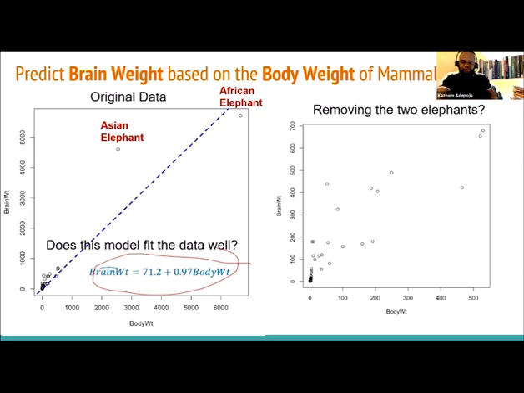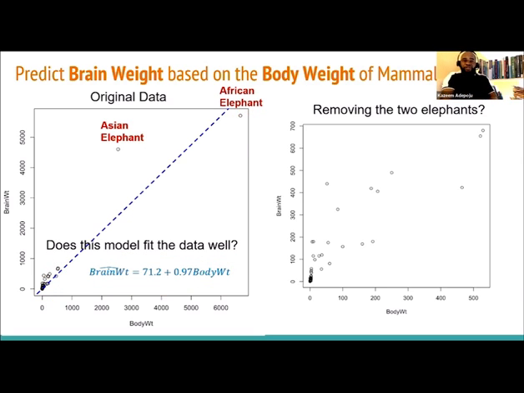I want you to take note of this. Based on what you learned last week, this point and this point are looking like outliers. Do you remember what you learned last week? Look at every other point right here and look at this particular point. The African elephant and the Asian elephant weigh more. That is looking like an outlier. Now I want to show you something.